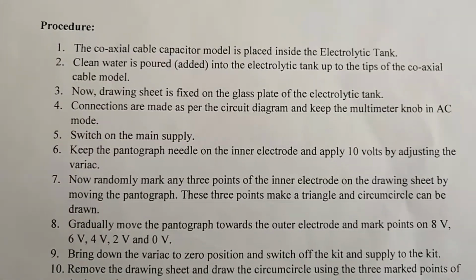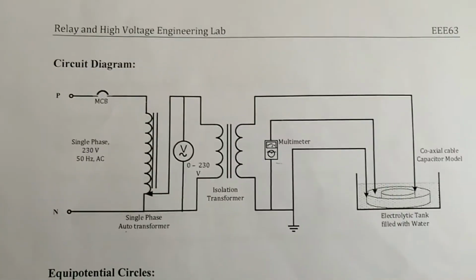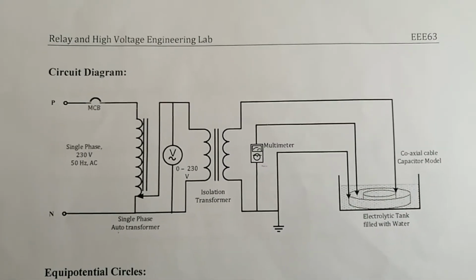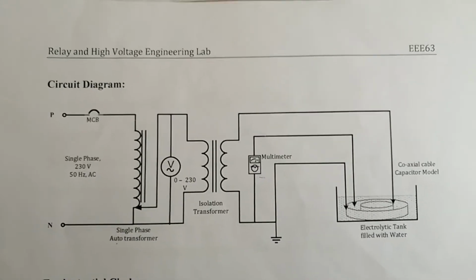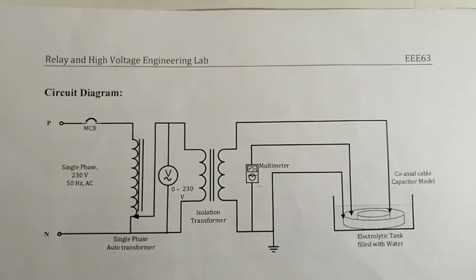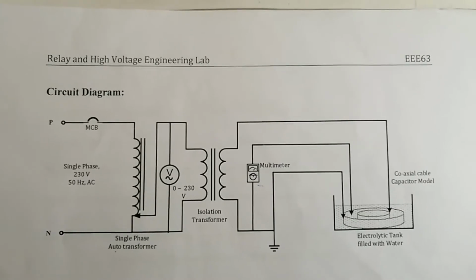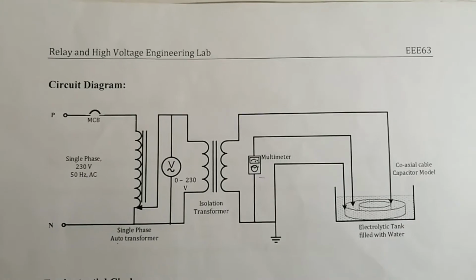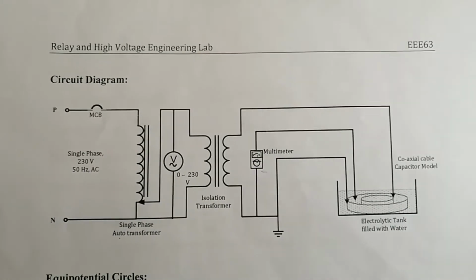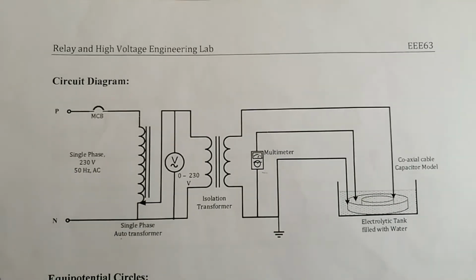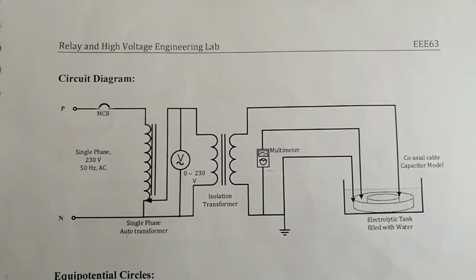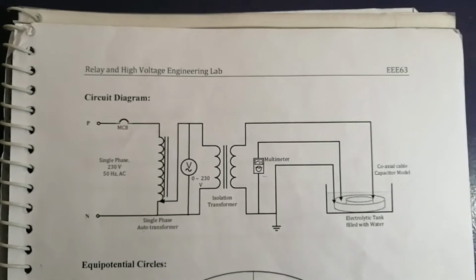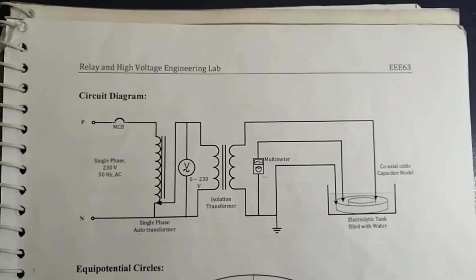So let us have a look at the circuit diagram. We have an isolation transformer. Isolation transformer means N1 is to N2 is 1 is to 1, and it is connected by means of a single phase auto transformer to an electrolytic tank filled with water, and I am using a method called pantography method which is connected to a multimeter.